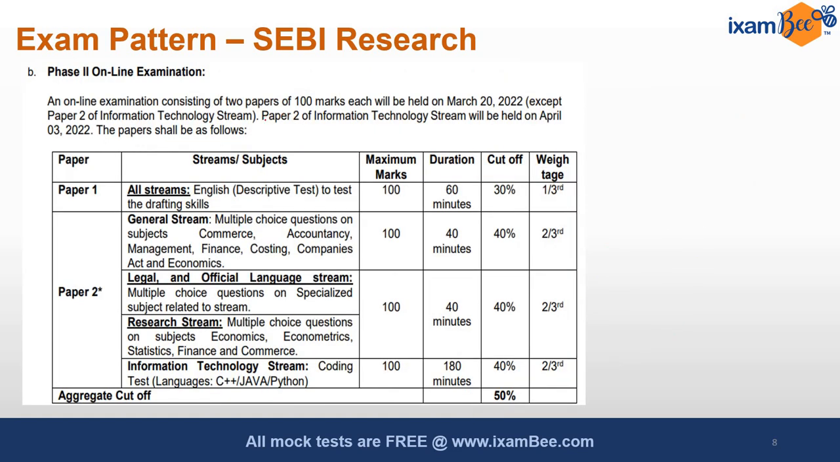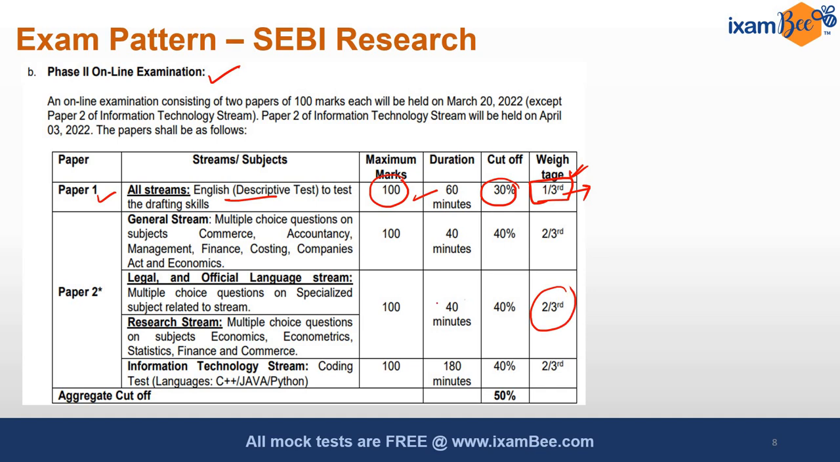Now once you clear the phase 1 examination, for phase 2 there are again 2 papers. Paper 1 is an English descriptive test. The maximum marks is 100, and you're given 1 hour to write this examination, and the cutoff here is also 30% of marks. So here the weightage is 1/3 for paper 1, and for paper 2 it is 2/3 in your final selection.